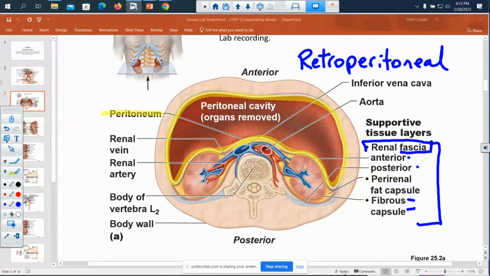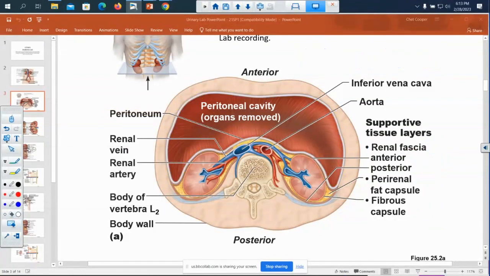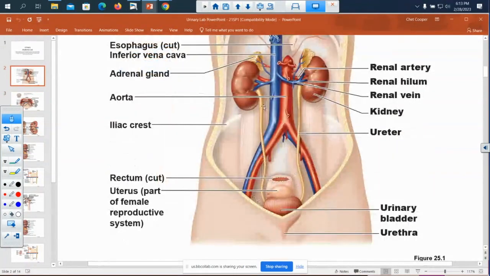That fascia is very important. That connective tissue is important because it keeps the kidney at the appropriate height. You know, we would have a problem if our kidneys dropped. Because if your kidney dropped in the cavity, watch this, I'll go back to this for a sec.